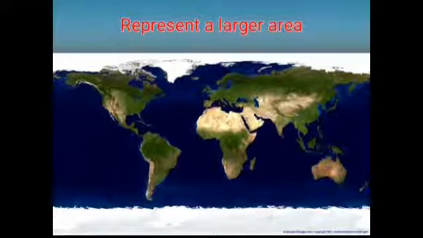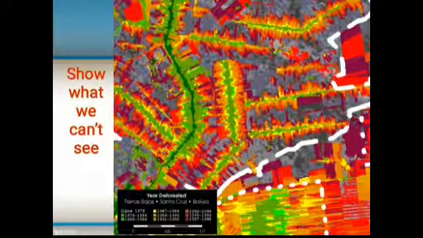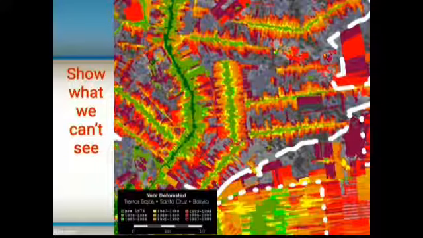Maps represent a larger area. Maps are not only useful to show small areas, they can represent large areas like the world or continents also. It is difficult to see everything on the earth. So, for that, we use maps.